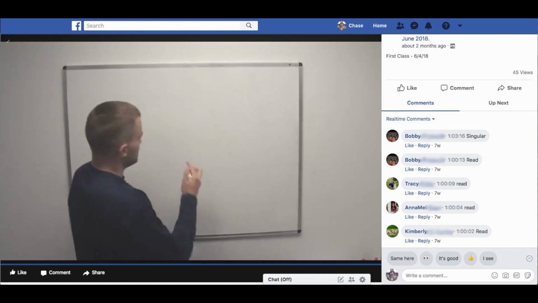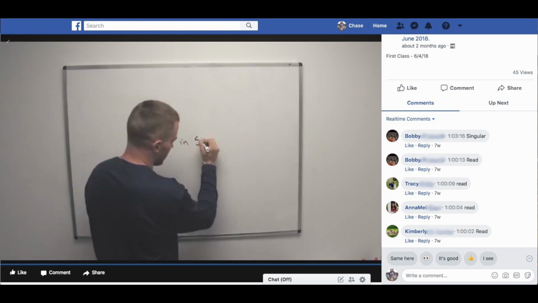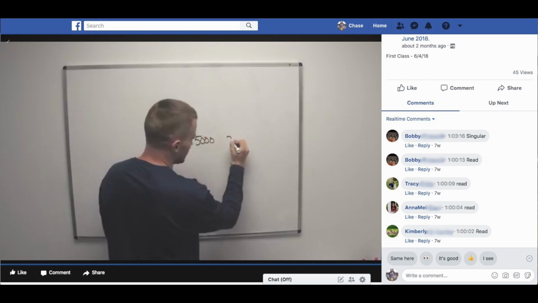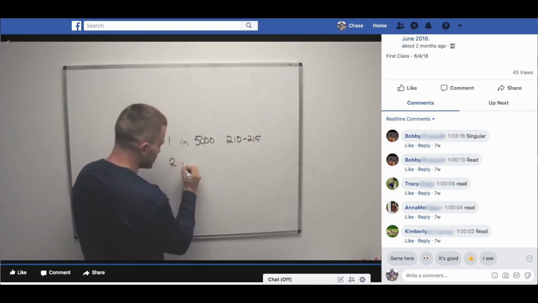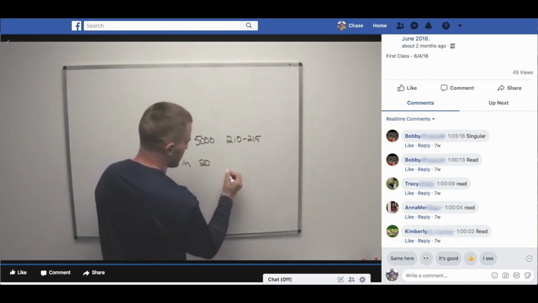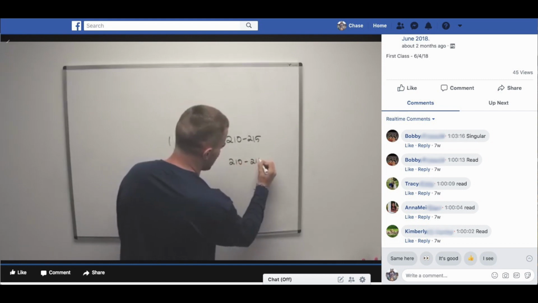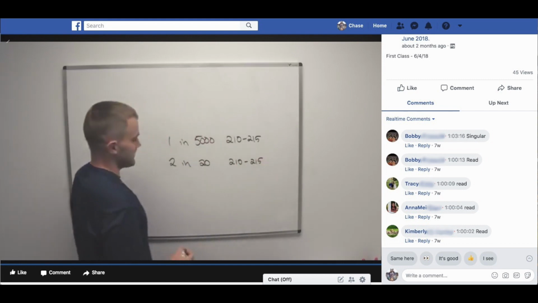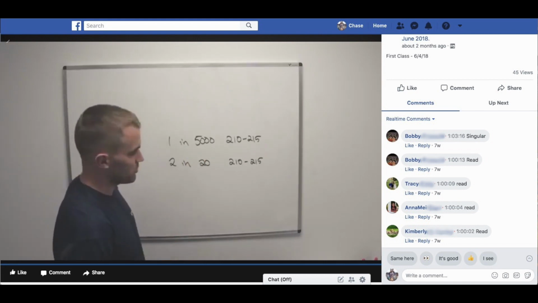I know that it works because, again, 1 in 5,000 gets a perfect score. It gets 215, really 210 to 215 questions right. 1 in 5,000. And 2 in 20 in this exact same program that you're going through right now have gotten 210 to 215 questions right. That's pretty good numbers for you guys to be in this program. That's pretty good odds for you guys to improve your score.